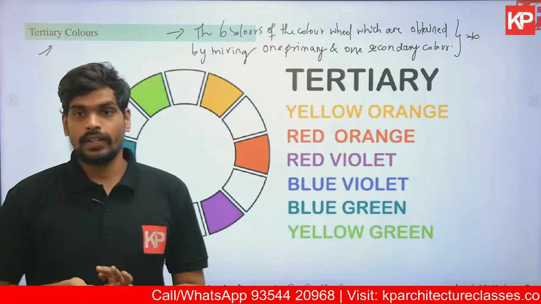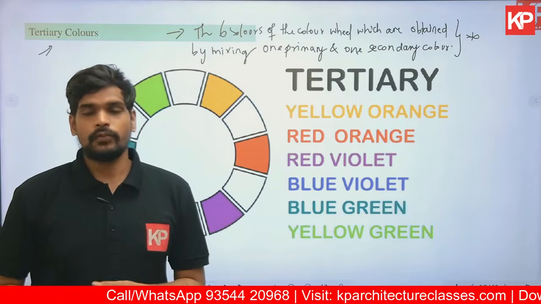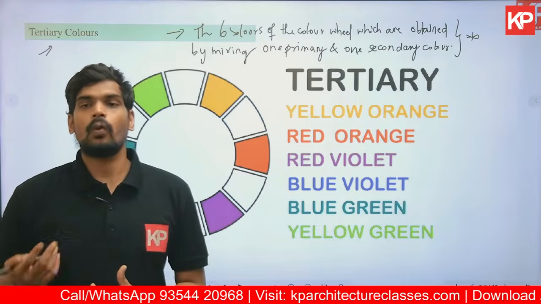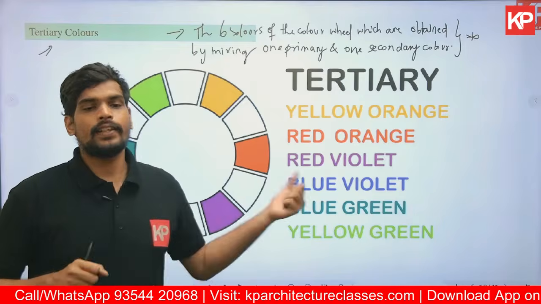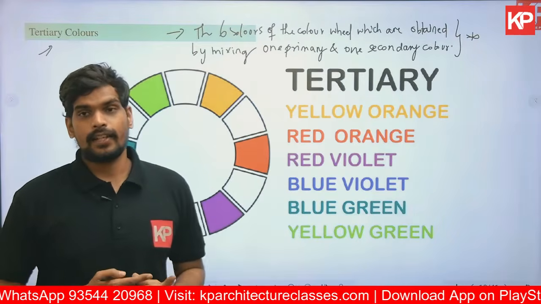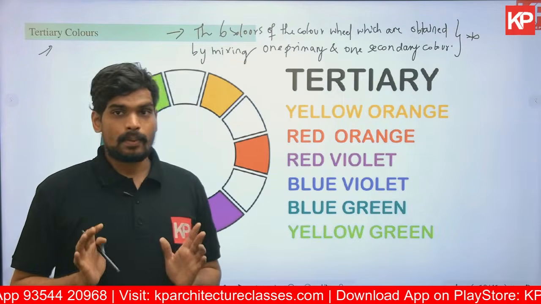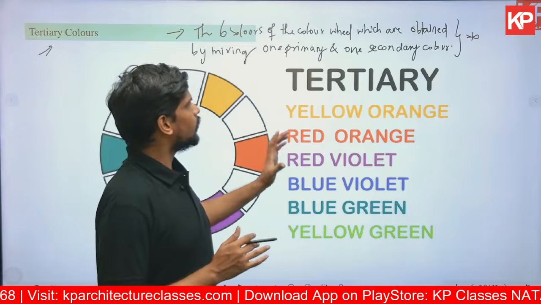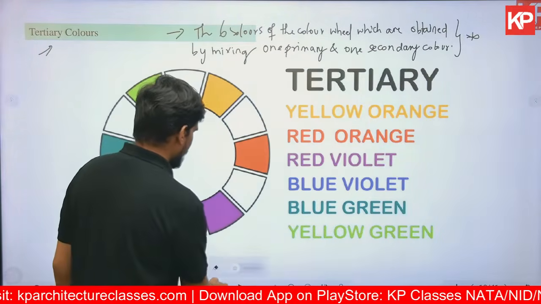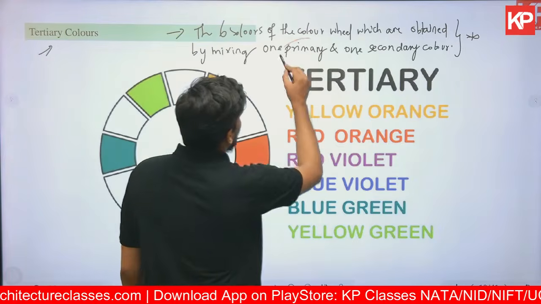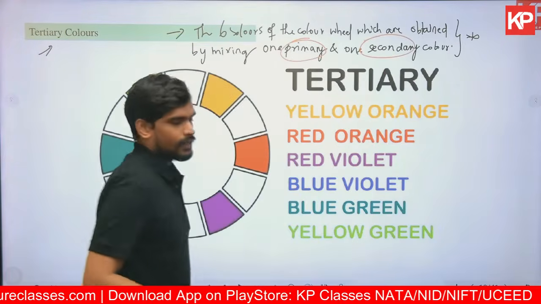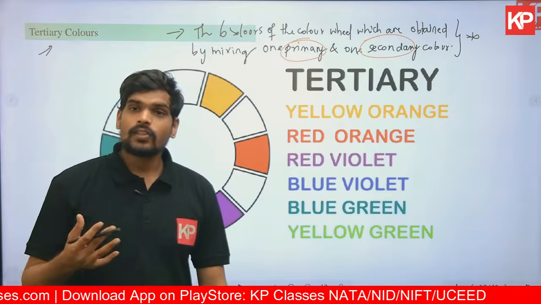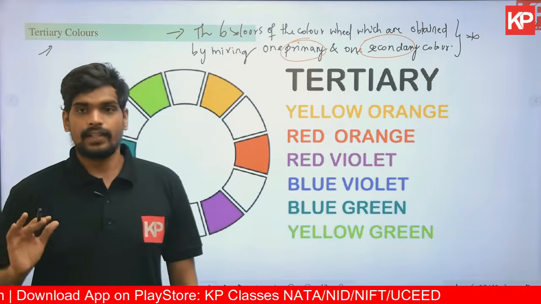3 primaries we already discussed, red, yellow, blue. 3 secondaries we already discussed, that is orange, green and violet. Now take one primary and one secondary, you will mix them, you will get tertiary colors, in equal quantities, again in equal proportion here also. So if you see indirectly, even though you are mixing one primary and one secondary color, the tertiary colors also are being generated from primary colors itself.